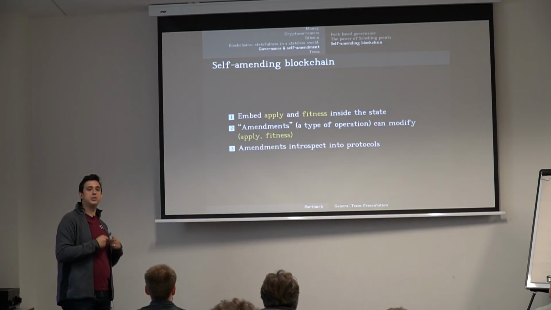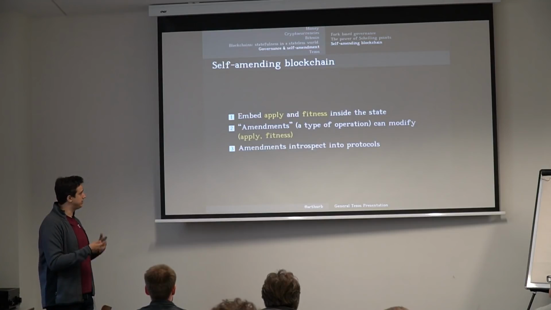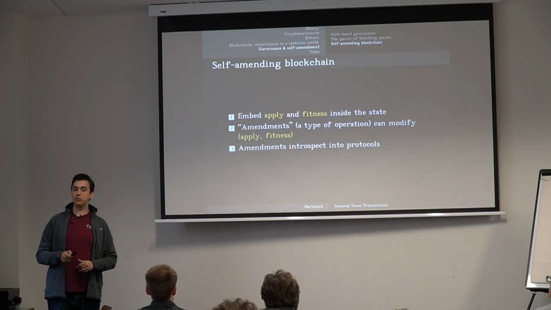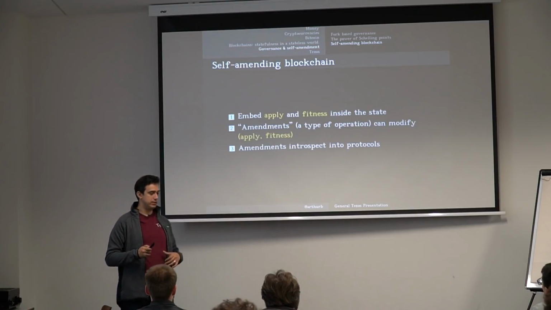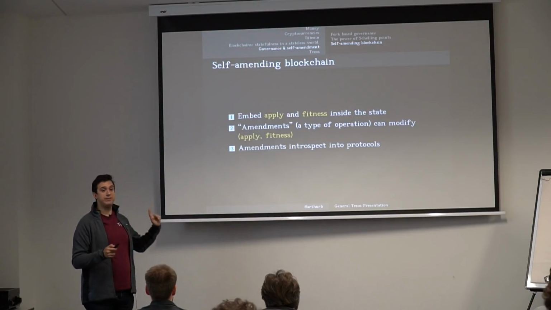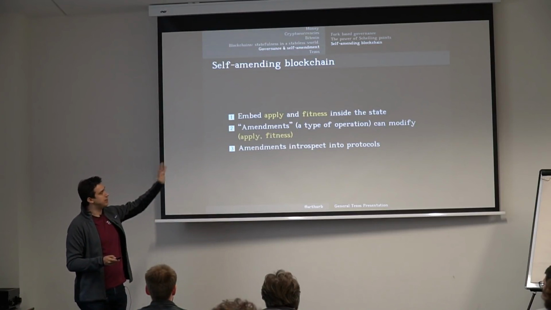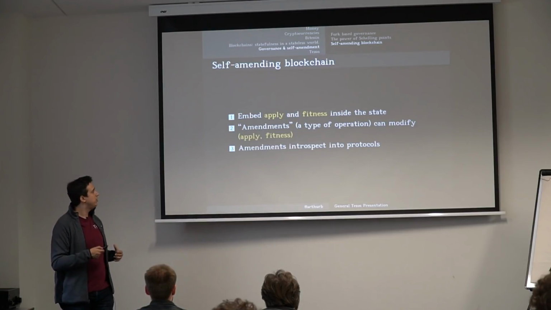So now I can not just make transactions, I can also submit operations which modify the rules of the ledger. And in order to do interesting things, we're also going to let these amendments introspect into protocols. So the idea is that I can make changes to apply, but for my operation to be valid, I can require to have some structure on apply. I can say, I don't want to replace my apply function with just any function. The apply function that you give me has to have certain properties.